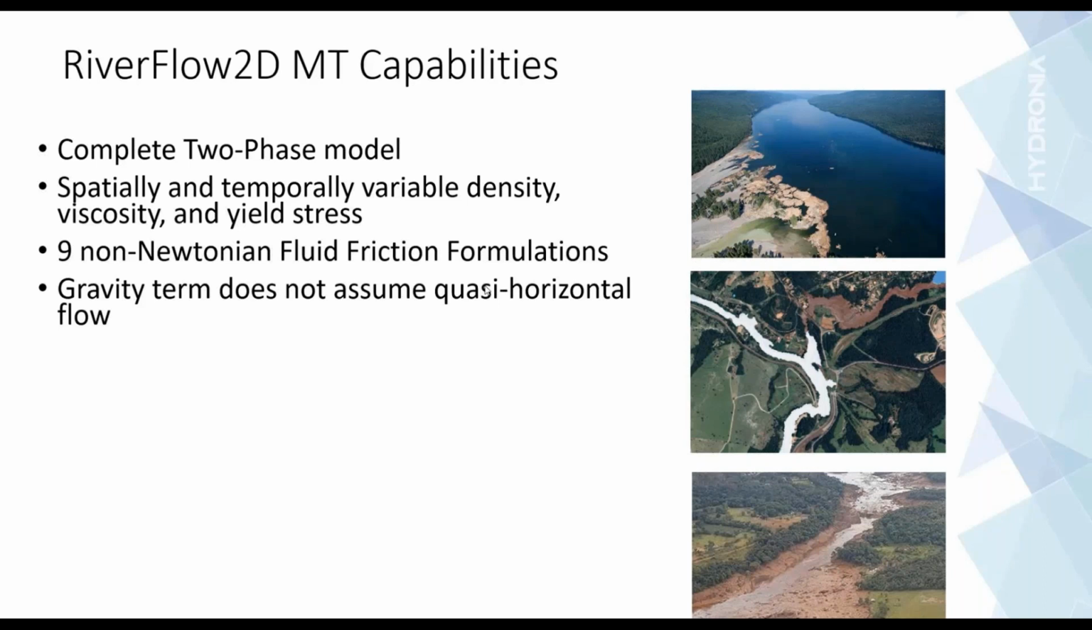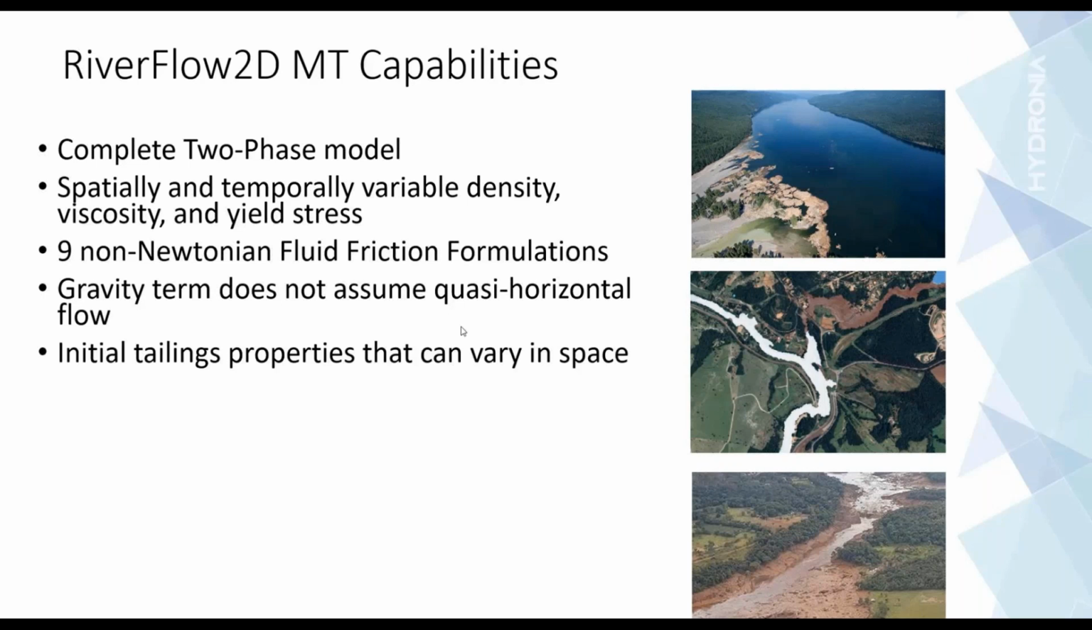I think also that RiverFlow2D is the only model that is available nowadays that does not consider a quasi-horizontal flow for the gravity term. This means that the model actually computes the gravity terms considering the real slopes that you have in the topography, and it will not assume that you have a horizontal or quasi-horizontal situation as you do in most of the shallow water models available nowadays.